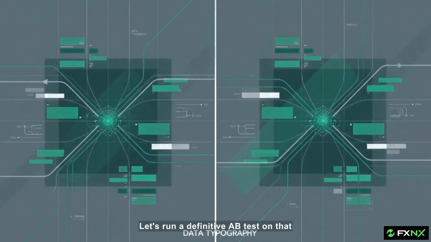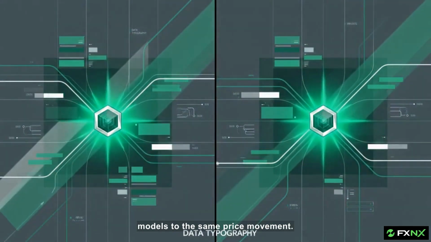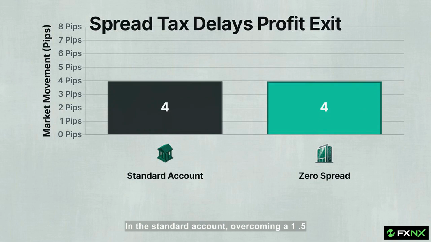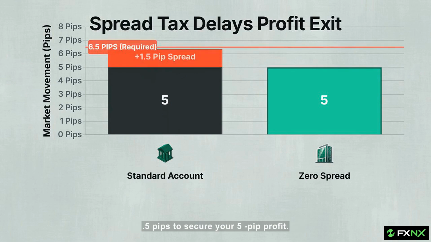Let's run a definitive A/B test on that pound-dollar scalp from earlier, applying both execution models to the same price movement. In the standard account, overcoming a 1.5 pip spread means the market must move 6.5 pips to secure your 5-pip profit. The zero spread account allows you to exit exactly at 5 pips, capturing profit while the standard trader waits for the gap to close.